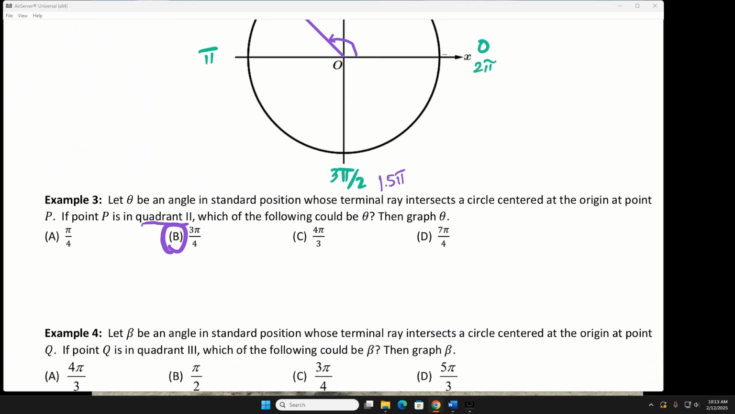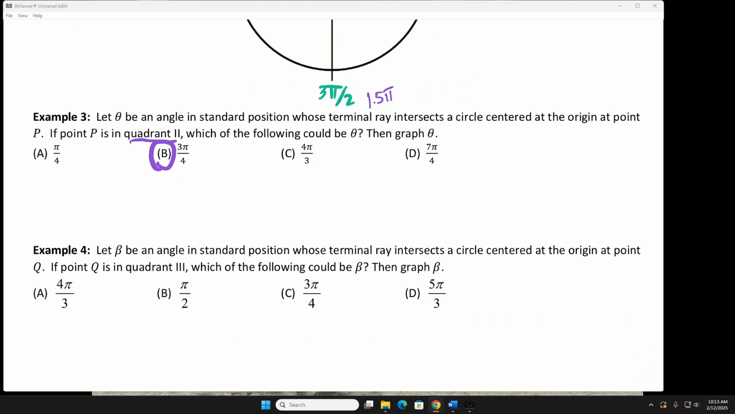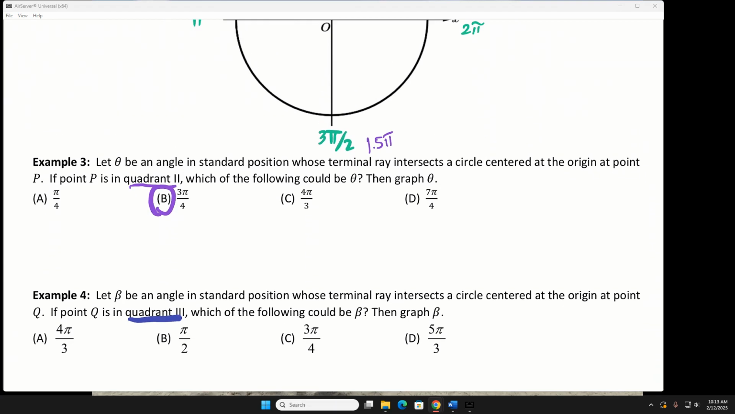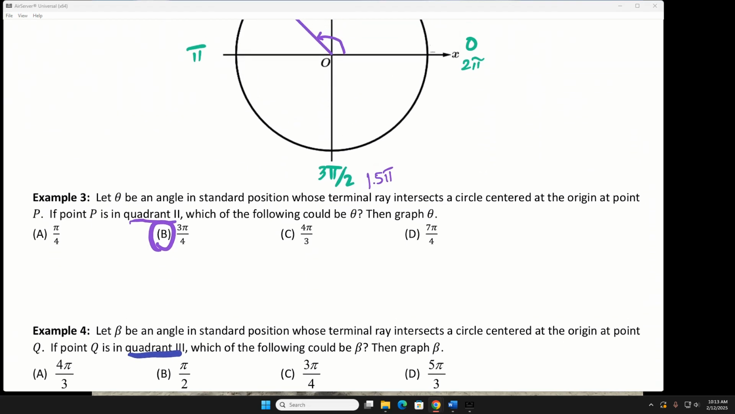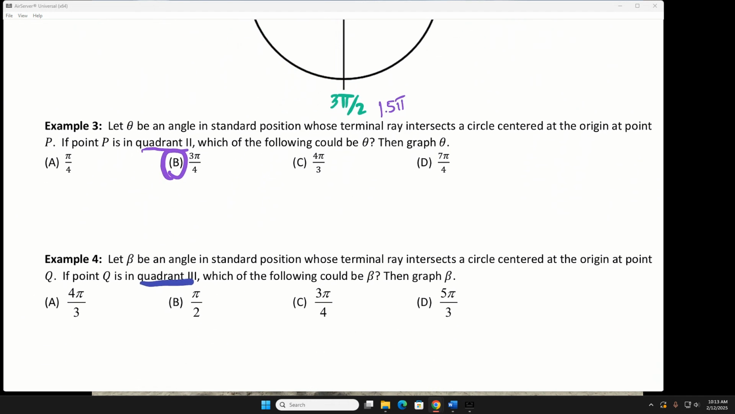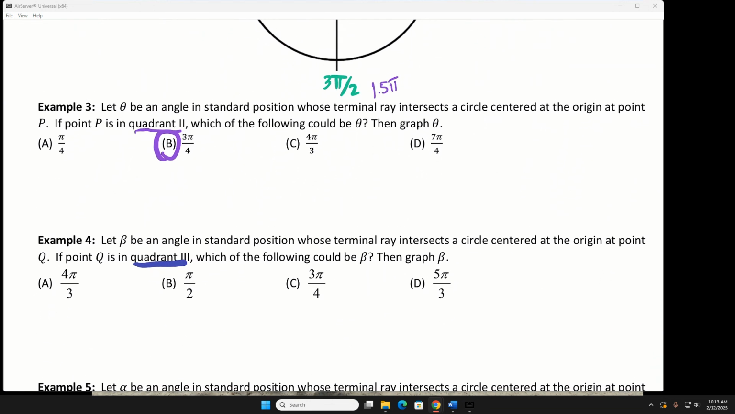All right, for example 4, we're going to let beta be an angle in standard position whose terminal ray, blah, blah, blah. We really just want to know which one of these angles is in quadrant 3. So we're trying to figure out which one falls in between 1 pi and 1.5 pi. What do you guys think? A. So if you're thinking in terms of decimals, well, in fractions, that's 1 1/3. 1 1/3 is between 1 and 1.5, or is 1.333. So it's A.